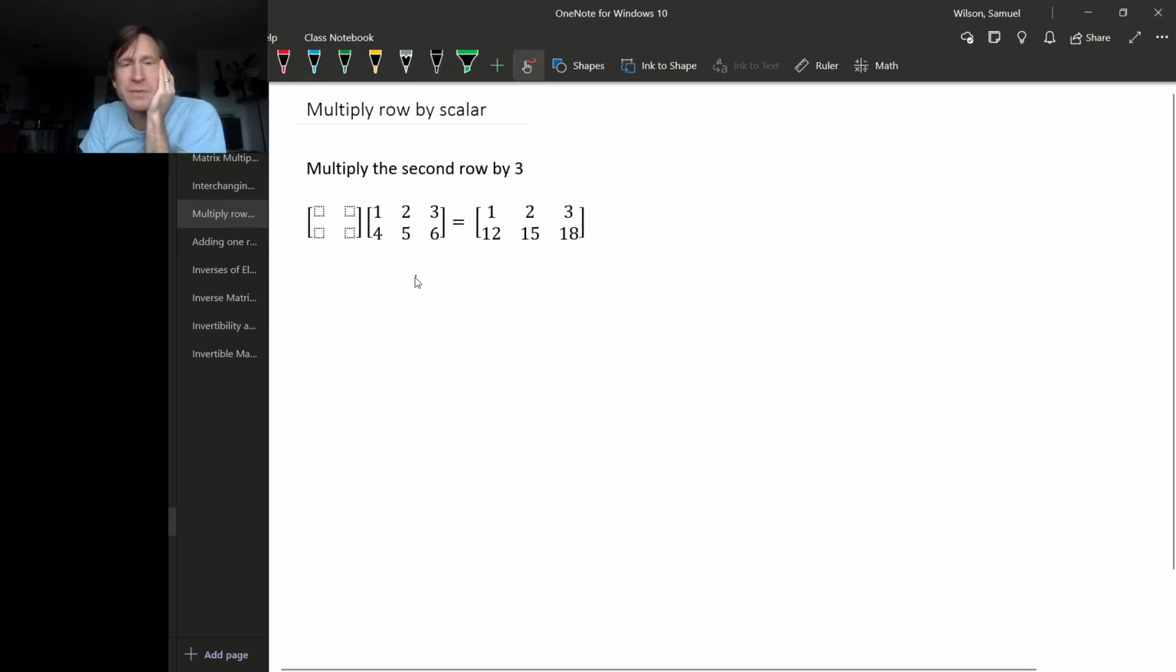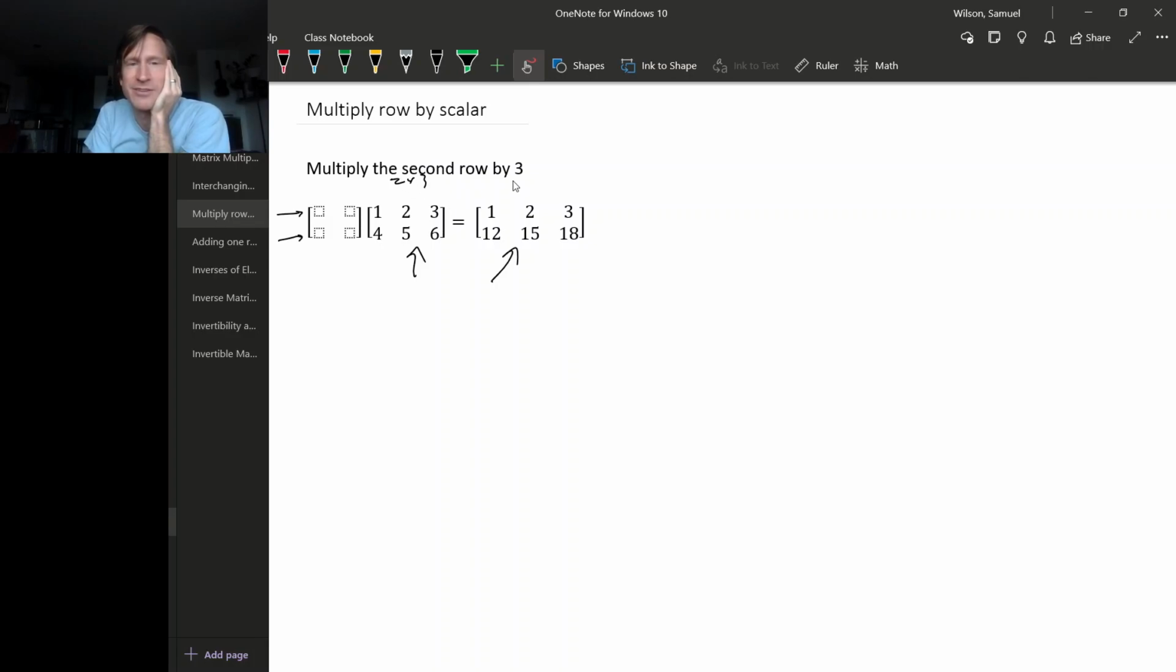So here we have a matrix. Let's imagine that we wanted to multiply the second row by 3. So this would be the resulting matrix on the right. And we know that the matrix on the left has to be square again. And it's 2 by 2 since our starting matrix is 2 by 3. Our result has to be 2 by 3. And so this had better be 2 by 2.